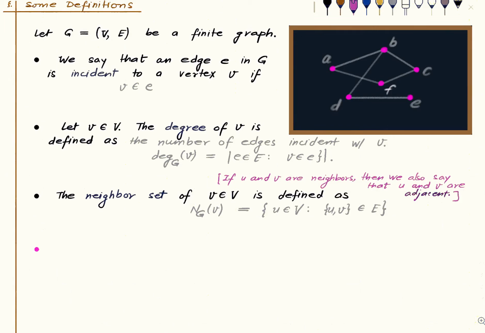All right. So that's the neighbor set, and it's a simple observation that the degree of V is nothing but the cardinality of the neighbor set. That's the degree of V, clearly. Okay, so let's move on. Maybe there are more terminologies I should introduce here, but we will introduce them when we need them.